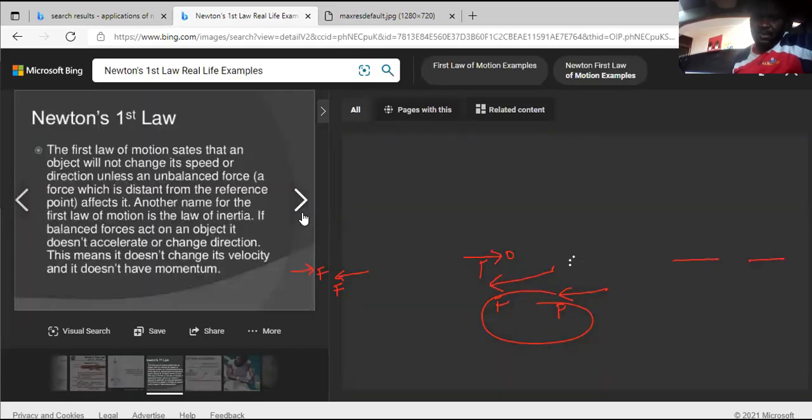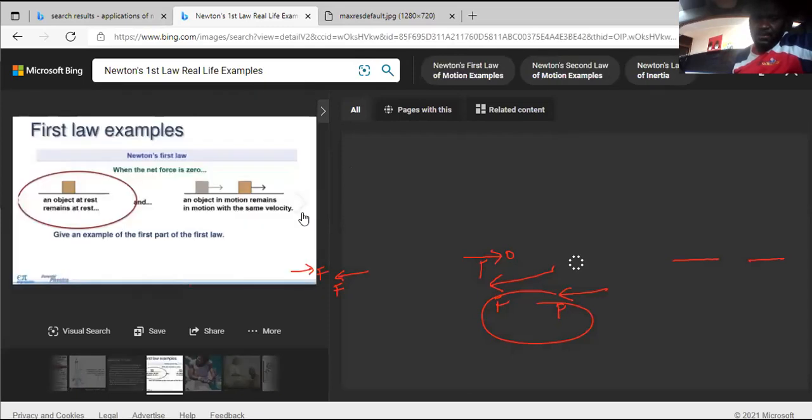The rocket, we have talked about it. Okay.